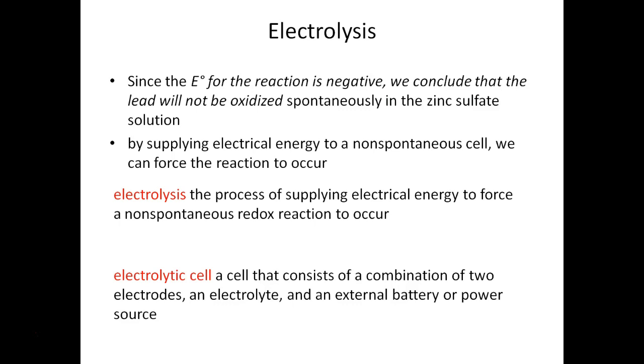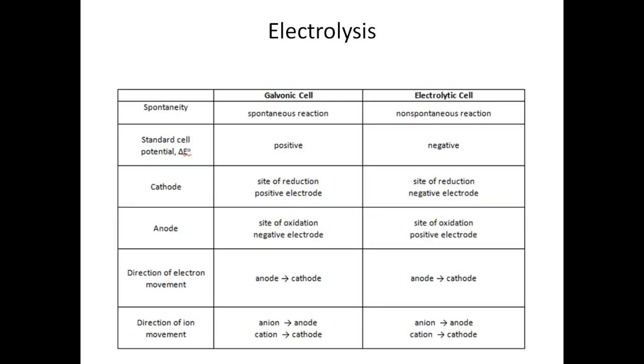Okay, and so when I do this, one of the key differences between a galvanic cell and an electrolytic cell is there's only one electrolyte. Now, when we compare the two types of cells, we've already talked about how a galvanic cell is spontaneous and an electrolytic cell is non-spontaneous. A galvanic cell has a positive standard cell potential. In an electrolytic cell, it's negative. In both types of cells, my cathode is my site of reduction.